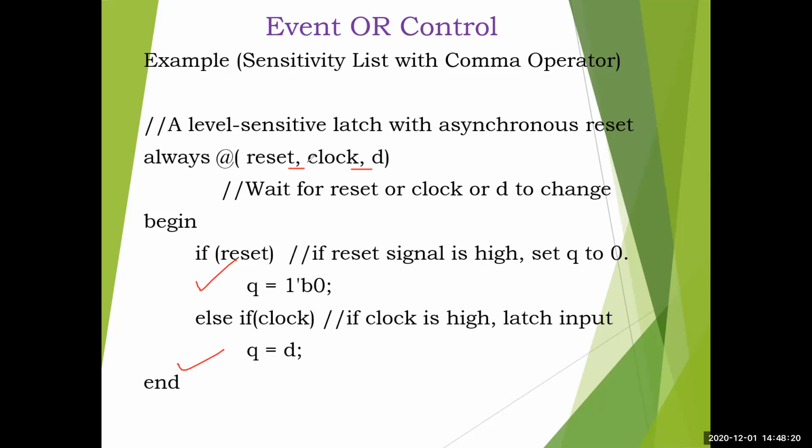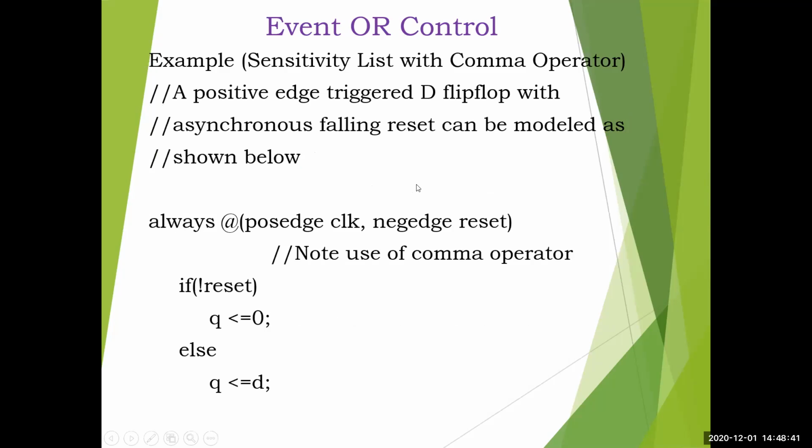Normally I will use the comma. You have seen maybe so far wherever I have used always, I have not explained that part, right? Now it is the time to explain what that sensitivity list is. This means multiple triggers. If only a single trigger is there, we call it named event control. So this is event OR control. Clear? Fine, we'll go for one more example on this event OR control with the comma operator.